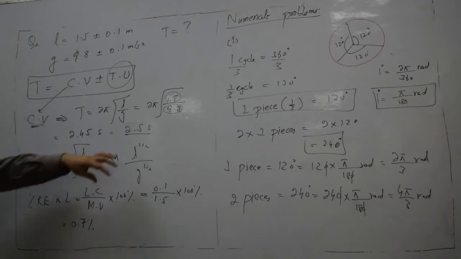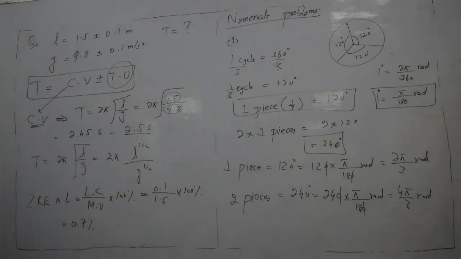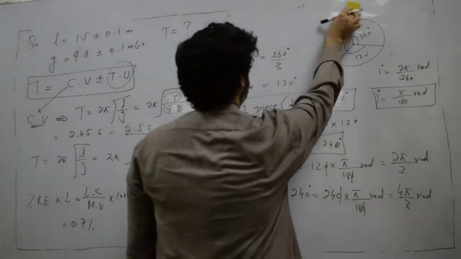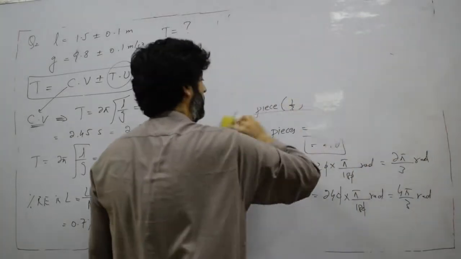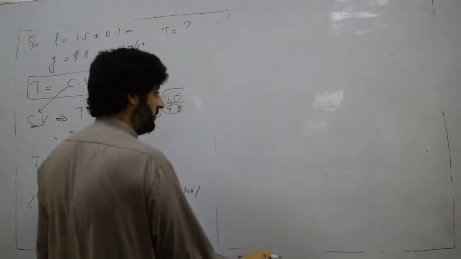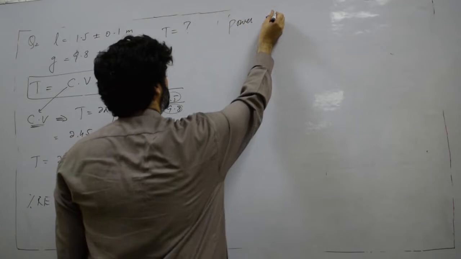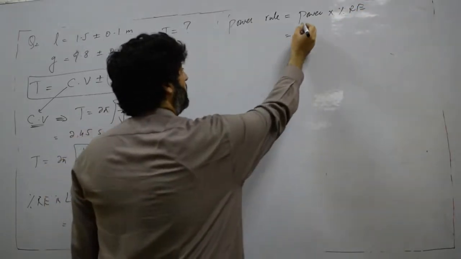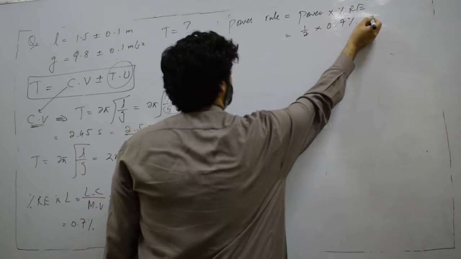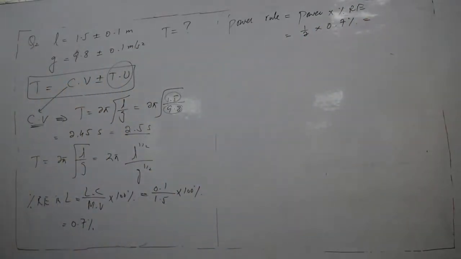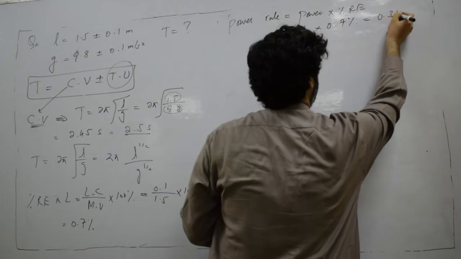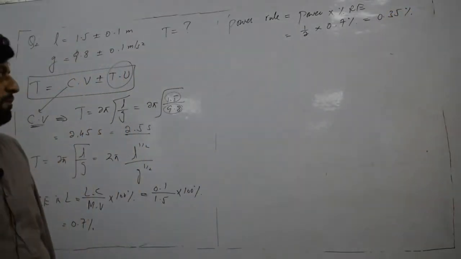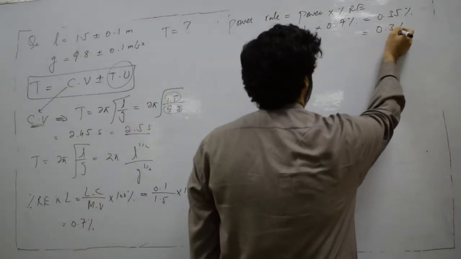Now we have to use the power rule for the length because we know the percentage error. So what is the power rule? In case of uncertainties, the power rule is power multiplied by the percentage error. What is the power? The power on the length is 1/2. And what is the percentage error? That is 0.7%. So if we use the power rule, it will be 0.35%. So this is the power rule. For the correct significant figures, we will say this error is 0.3%.